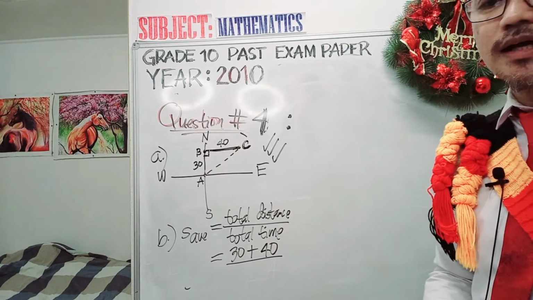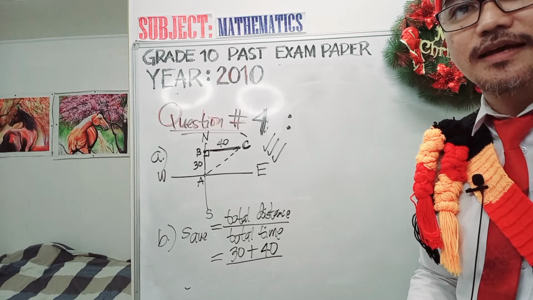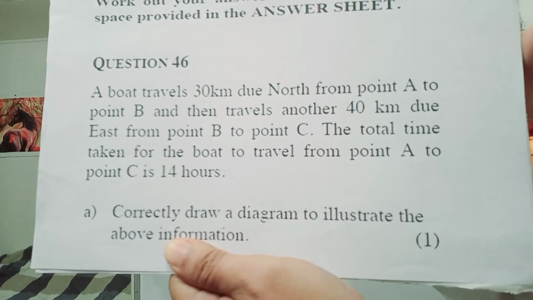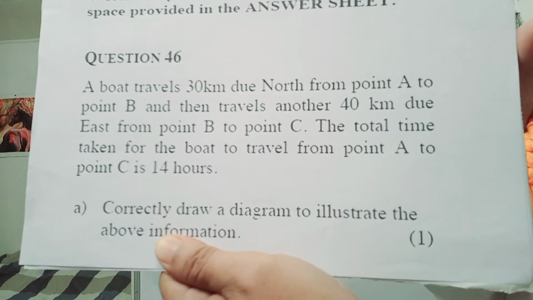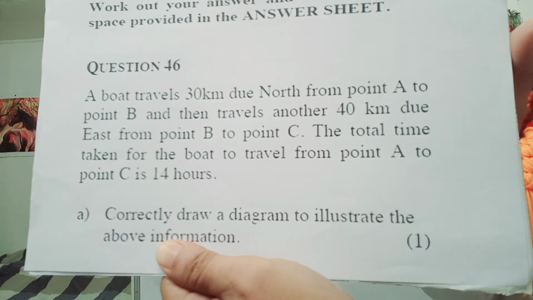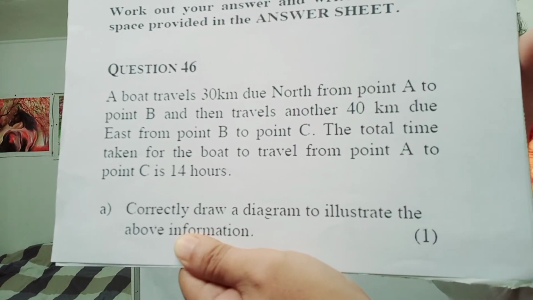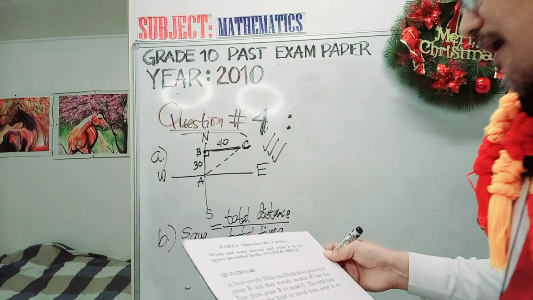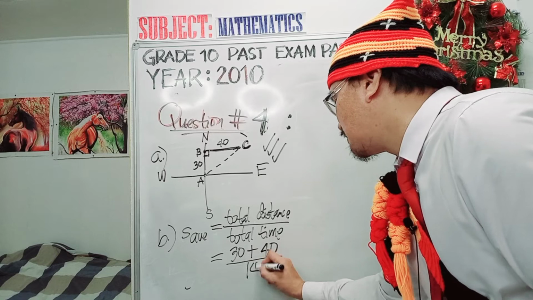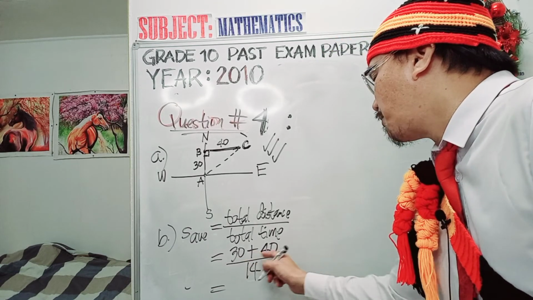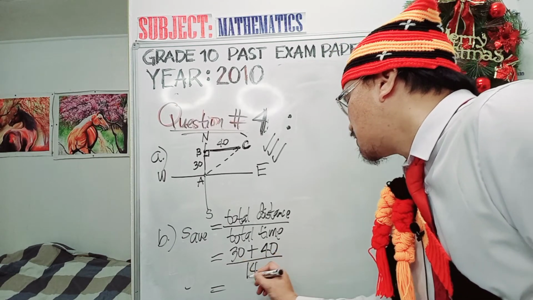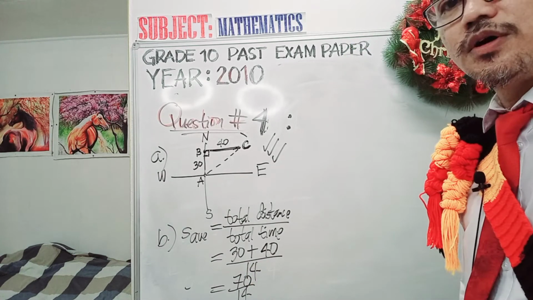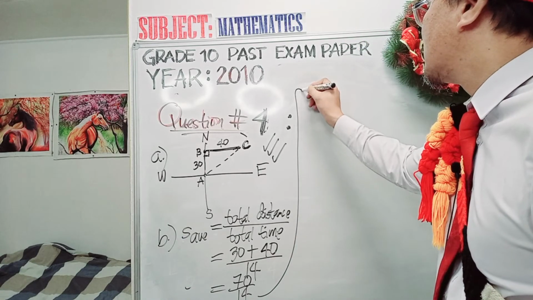Divided by the total time. The total time stated in the problem is 14 hours. To travel from A to B to C, it took them 14 hours. So now 30 plus 40 is 70, divided by 14.